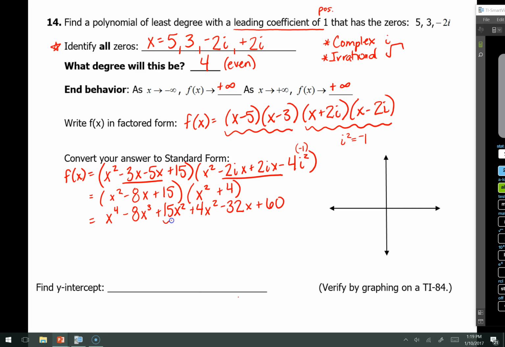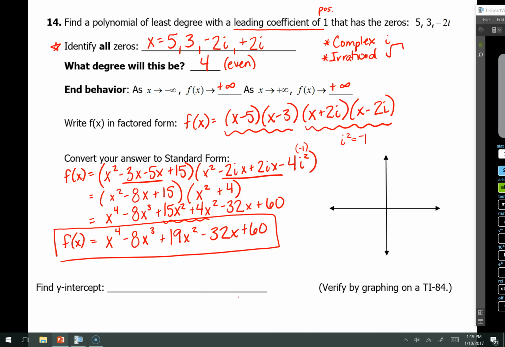Looking for like terms, it looks like we have some x squared terms to combine, and that's it. So we have x to the 4th minus 8x to the 3rd plus 19x squared minus 32x plus 60. And that is in standard form because my exponents go in descending order. So that is my final answer for this polynomial.